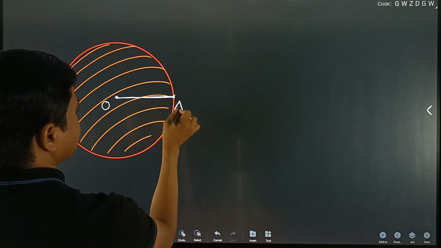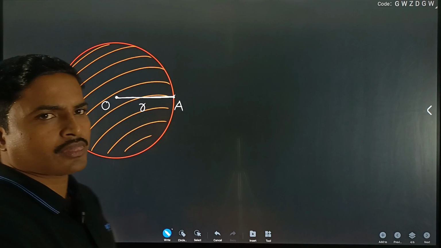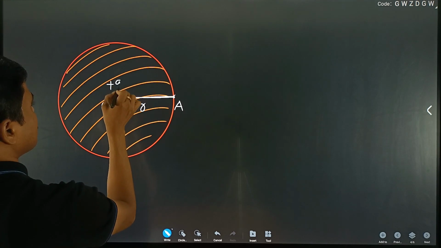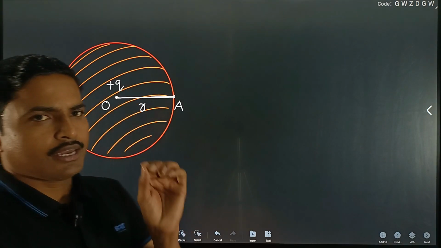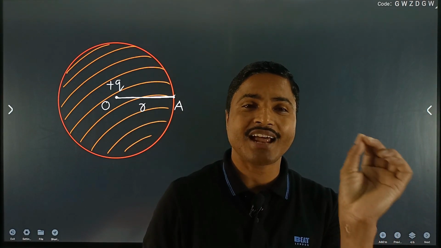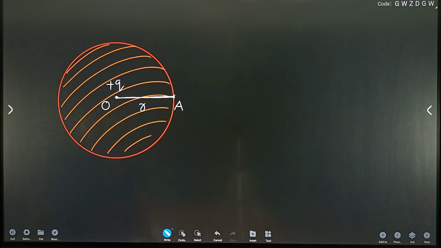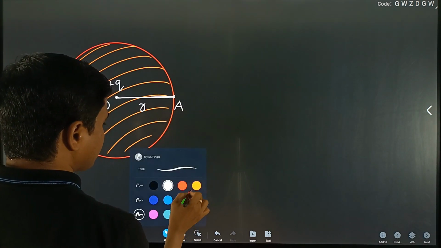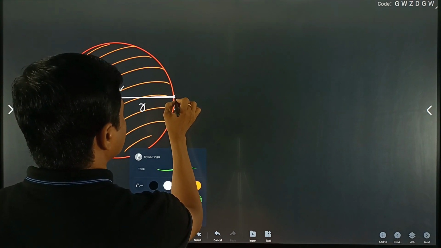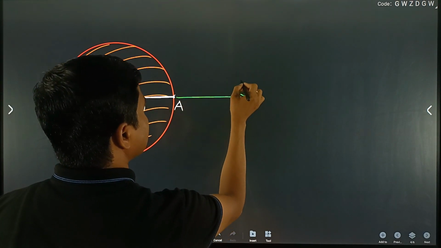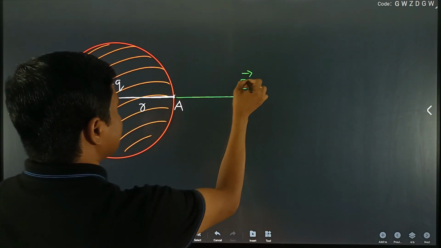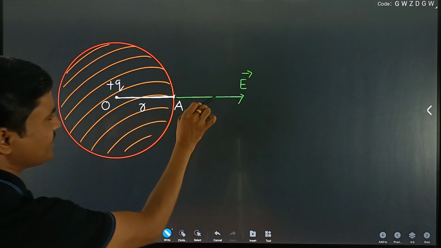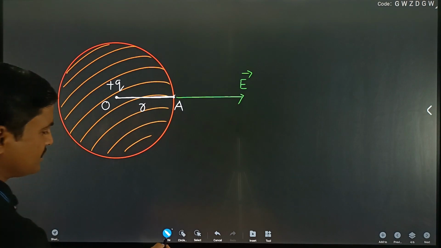Suppose this point is A. For radius we write r. And here a point charge is there, a positive point charge, plus q, situated at the center of the spherical surface. Clear? Then at point A, this is the direction of the electric field, because you know the direction of electric field is always outward from the positive charge. So this is the direction of electric field, outward from the positive charge.